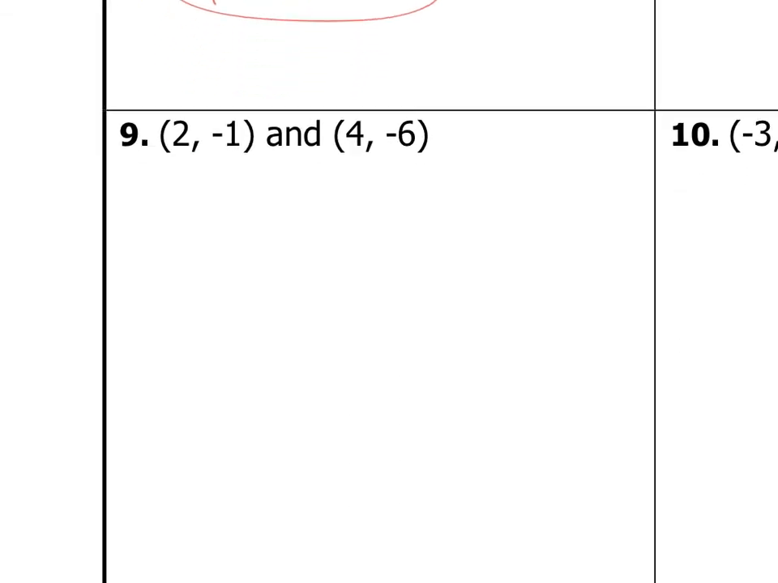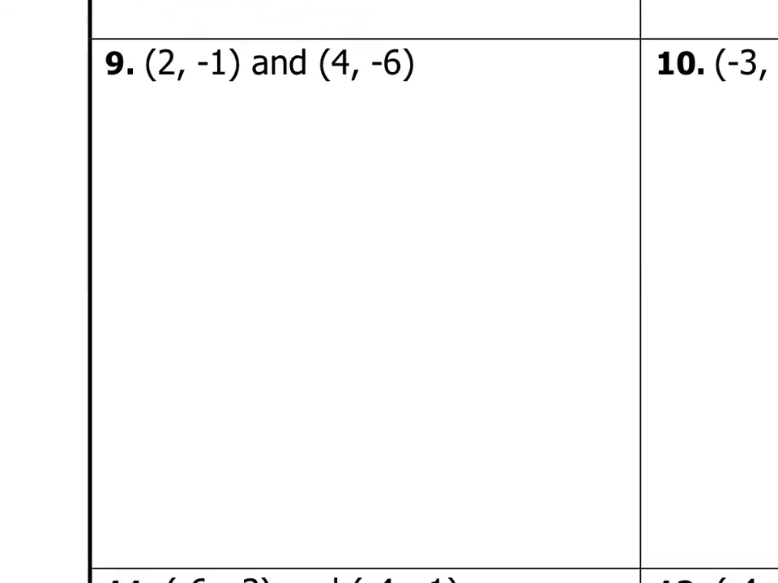Okay. Let's tackle number 11 next. Let's figure out the slope first, then we can use our formula. Again, first order of business here is slope. Negative 1 minus negative 3, and we're going to divide that by 4 minus negative 6. Really this is 4 plus 6, which is 10.